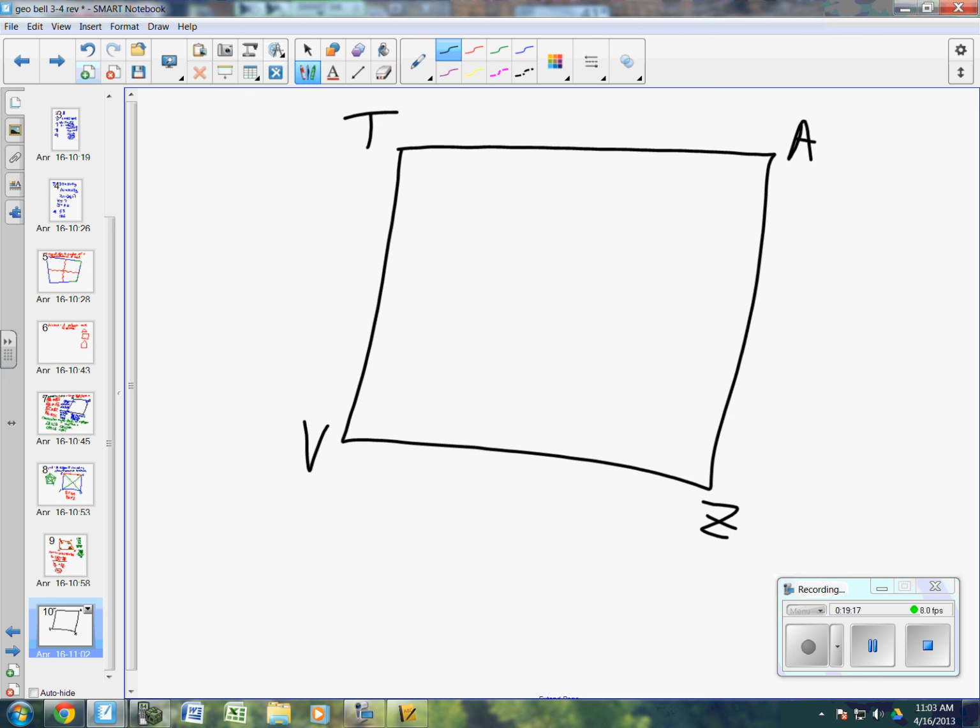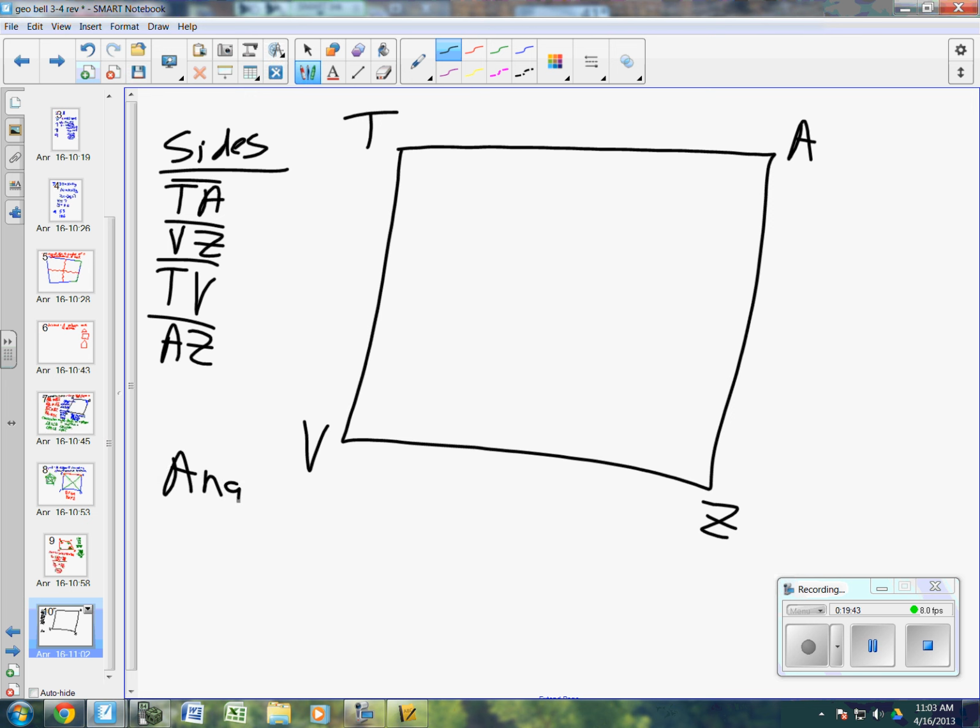Okay, now it says, name the sides. Name the angles, name the diagonals of the quadrilateral. So sides first. What are the sides? TA. What else? VZ. What else? TV. And AZ. Those are the sides. Okay? Name the angles. What are the angles?